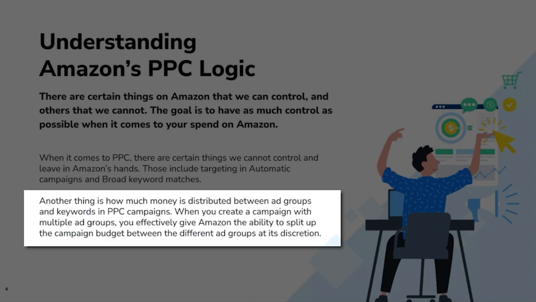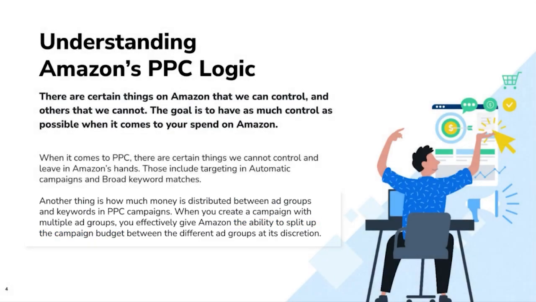Another thing that we really can't control is how much money is being distributed between the ad groups or even the keywords within the PPC campaigns. So when you create a campaign with multiple ad groups, you effectively give Amazon the ability to split that campaign budget up between those different ad groups, however it sees fit.